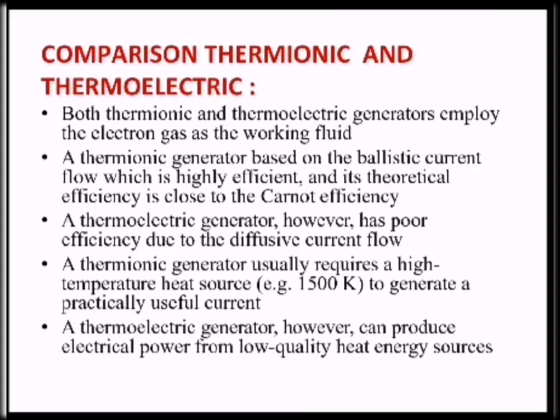Now we have moved towards the comparison between thermionic and thermoelectric. Both thermionic and thermoelectric generators employ the electron gas as the working fluid. A thermionic generator is based on the ballistic current flow, which is highly efficient, and its theoretical efficiency is close to the Carnot efficiency. A thermoelectric generator, however, has poor efficiency due to the diffusive current flow. A thermionic generator usually requires a high temperature heat source, like 1500 K, to generate a practically useful current. A thermoelectric generator, however, can produce electrical power from low quality heat energy sources.